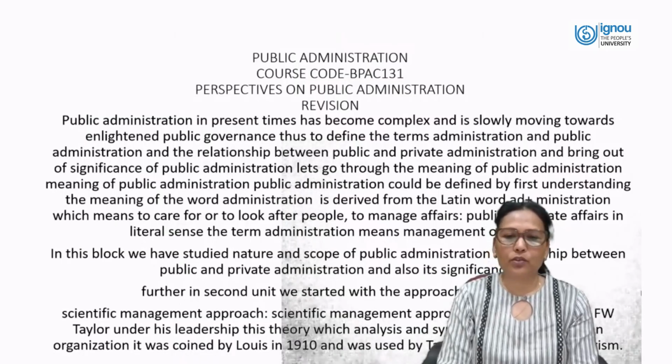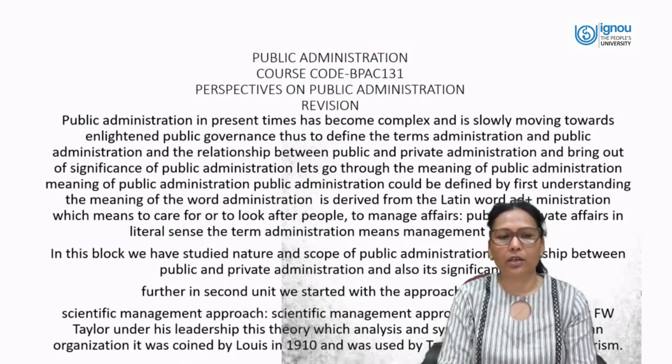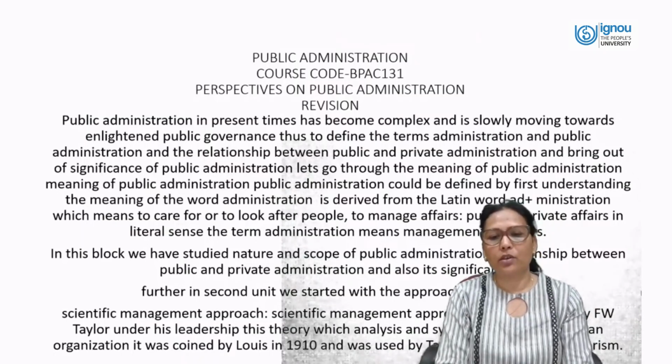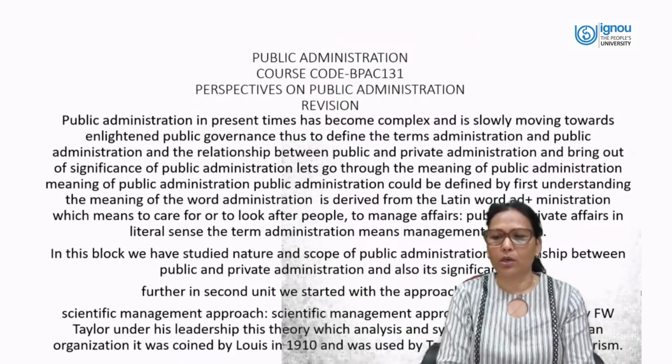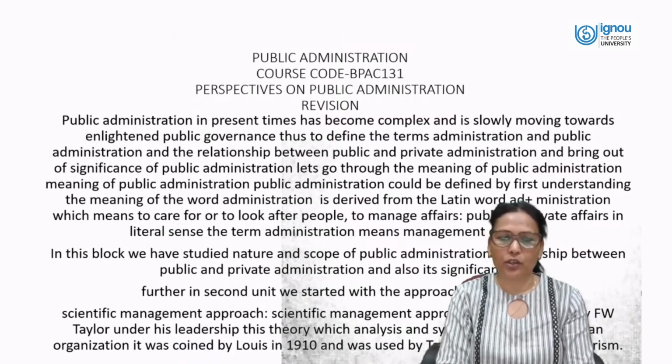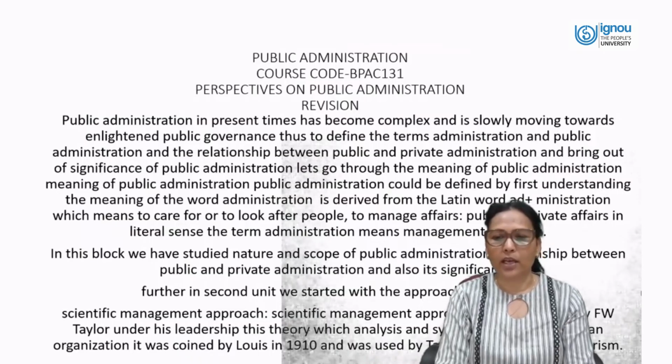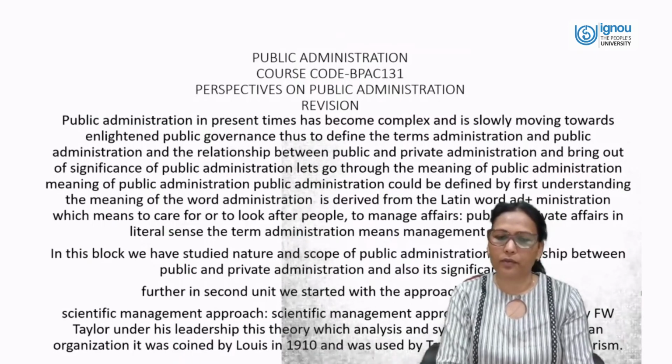The meaning of public administration could be defined by first understanding the meaning of the word administration. Administration is derived from the Latin word ad plus ministration, which means to care or to look after people, to manage affairs, public or private affairs. In the literal sense, the term administration means management of affairs.